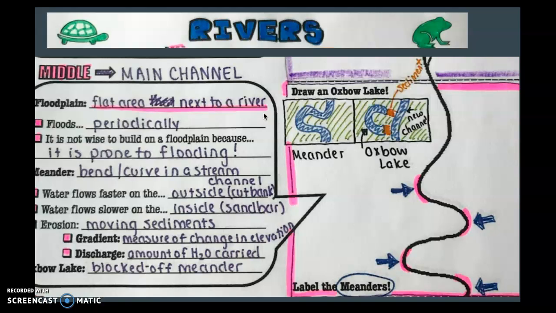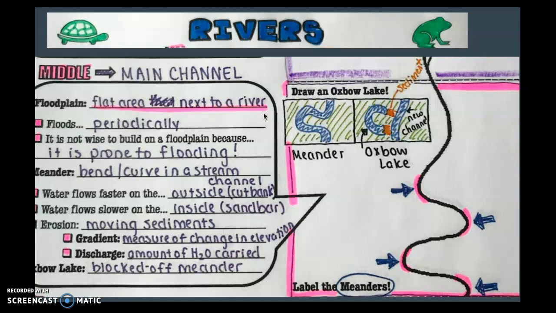I know that sounds very silly and very straightforward, but oftentimes we do develop on floodplains because, one, it's very fertile land because of the sediments that are depositing there, so we often find agricultural fields here. And two, because it's a beautiful view overlooking the river. But again, it's not very wise because it is prone to flooding.